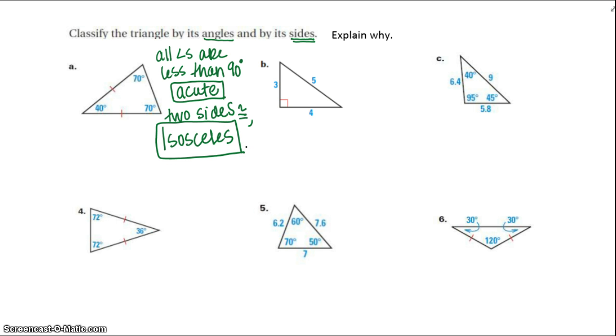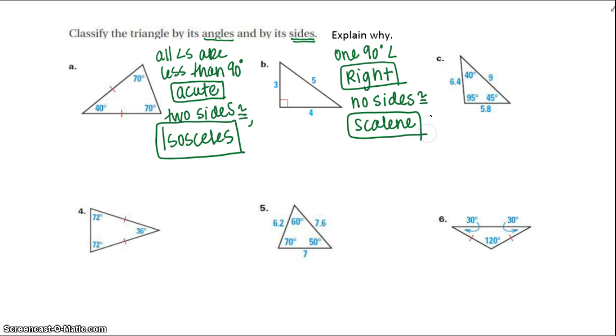Okay, let's try this next triangle out. Let's look at the angles first. I see a 90-degree angle. When we see a 90-degree angle, what kind of triangle do we have? Remember, you only can choose from acute, obtuse, right, and equiangular. This one's going to be right. So we have one 90-degree angle, so this is going to be a right triangle. Let's classify it by its sides. 3, 5, and 4. None of the sides are the same. So is this going to be scalene, isosceles, or equilateral? Scalene. So no sides congruent, scalene.